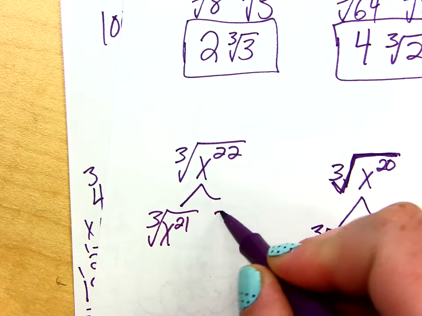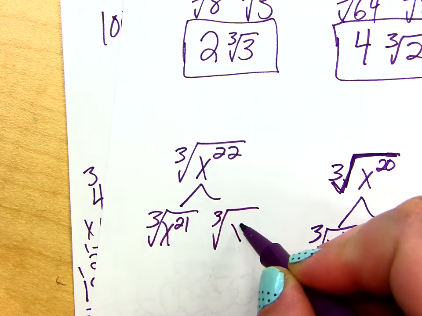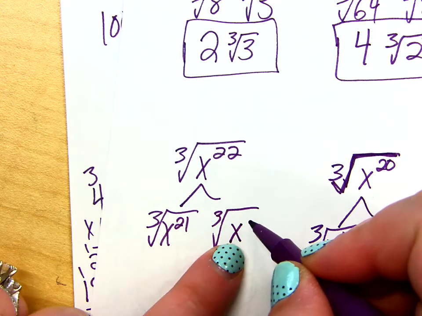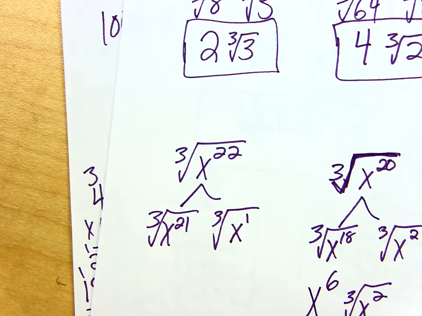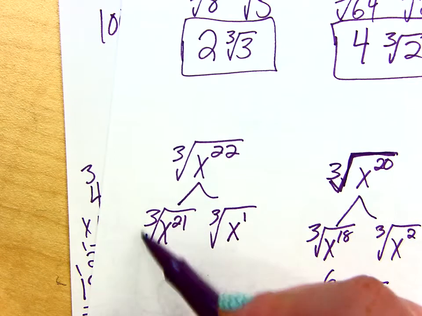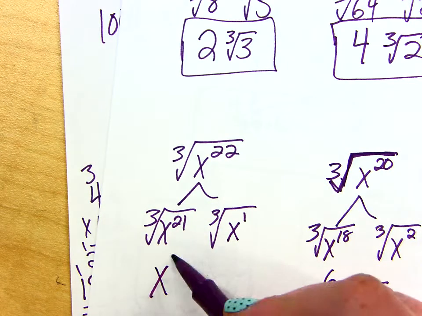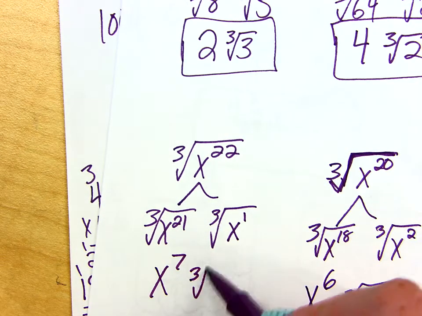X to the 21. And then what's in this one? Oh, sorry, x to the first. This one would now have an x to the first. I was just thinking about the next part. So now what's this one? X to the 7th. And then that one's just going to stay as it is.